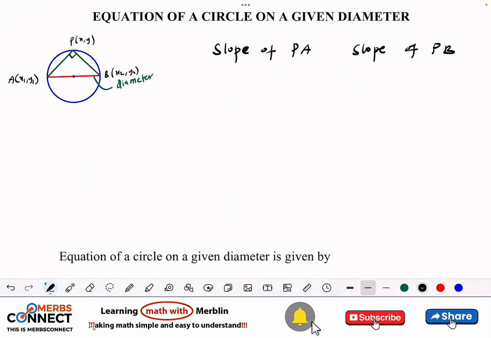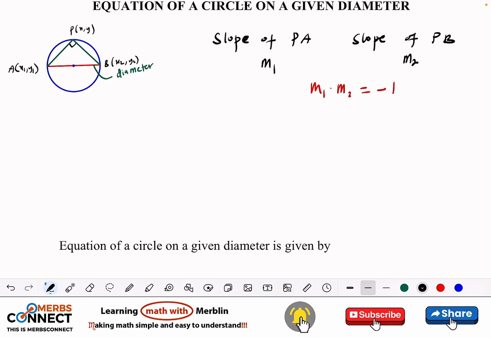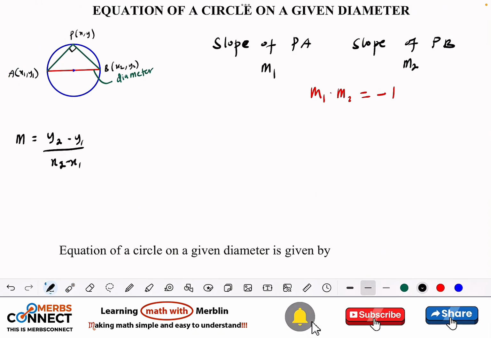Now we know that if the slope of this is m1 and the slope of this is m2, then if I have m1 times m2, I should get -1, right? So let's try and find the slope of PA and then the slope of PB, right? So let's do that. We know that slope is equal to change in y over change in x. So this is what we are going to use. Let me assume that this is my x2, y2, and this is my x1, y1.